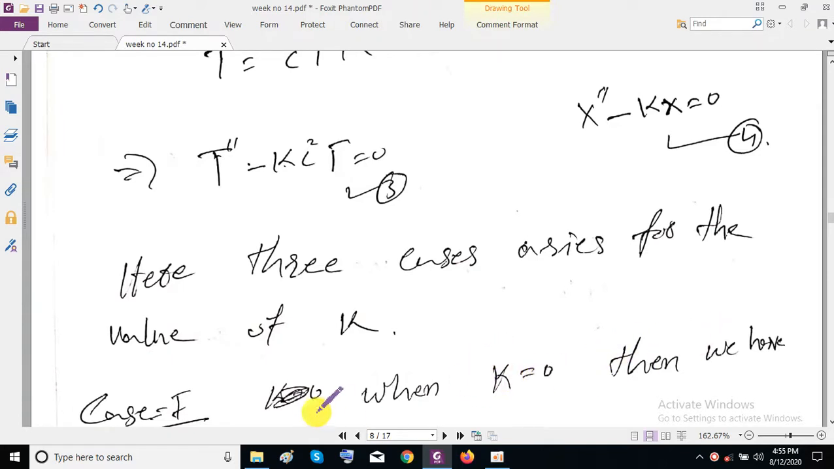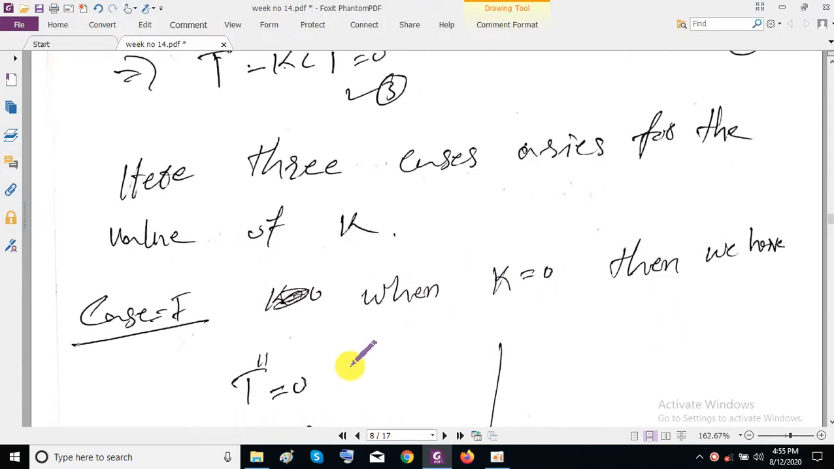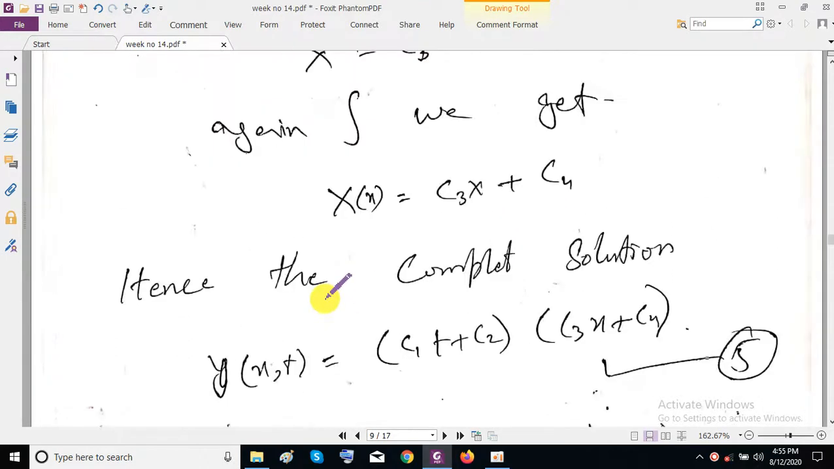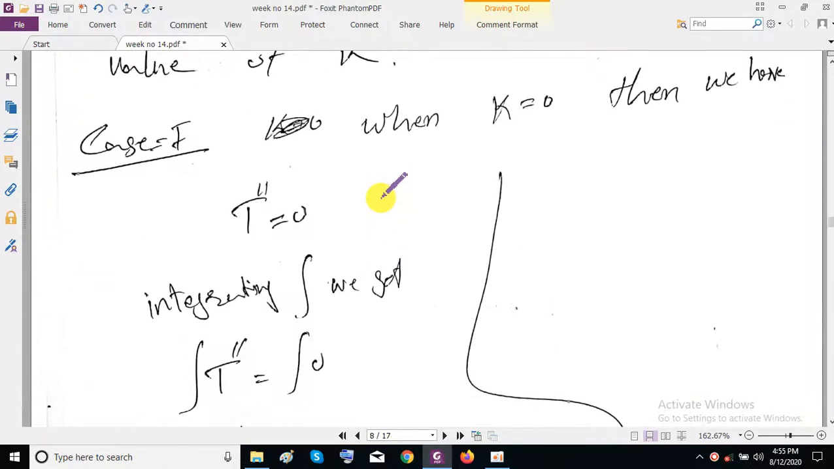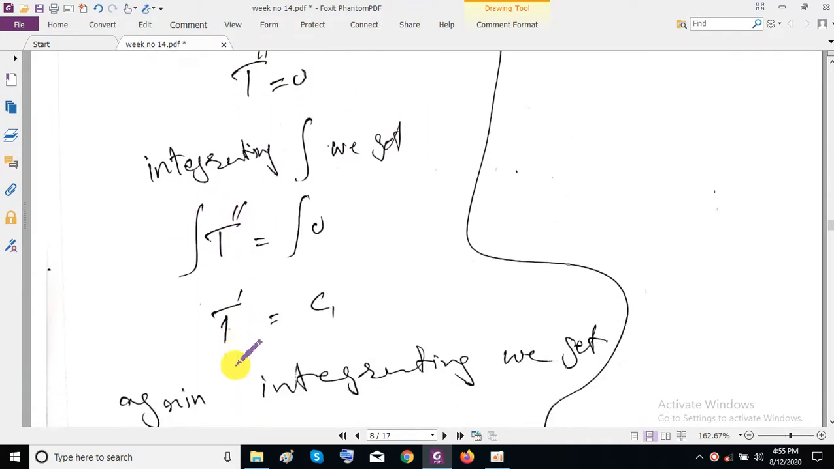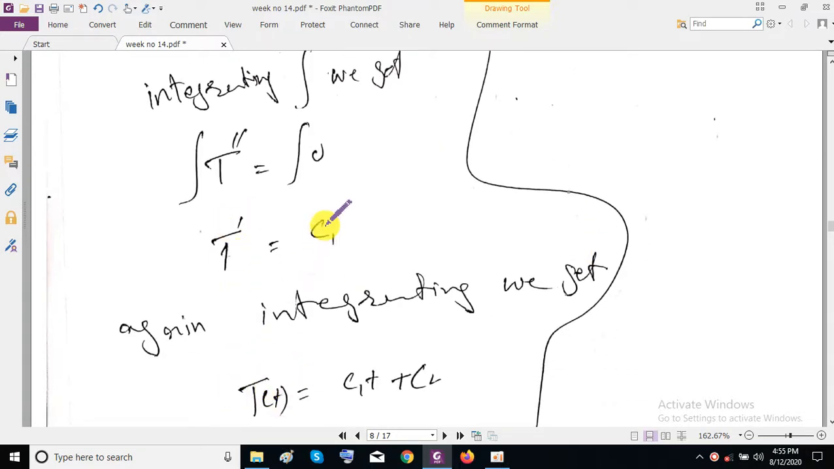If we put k is equal to 0, then we have the equation 3 and 4 like this one, t double dash 0, and the second one is x double dash 0. So t double dash 0 आपके पास आ गया, तो अब इसको सॉल्व कर ले, which is very easy. Taking integral, integrating both side we get, इसका जब आप इंटीग्रेशन लेंगे तो ये t dash आ जाएगा, और 0 का इंटीग्रल आप लेंगे तो कांस्टेंट आएगा, and we call them this c1. Again integrating we get, इससे आ जाएगा t of t, और इससे आ जाएगा c1 t plus c2.